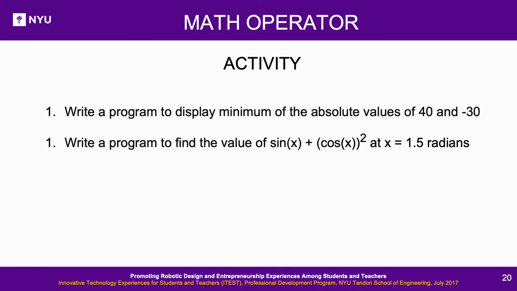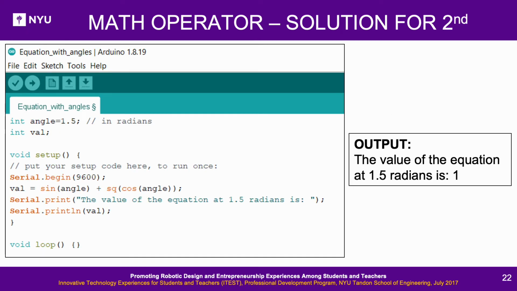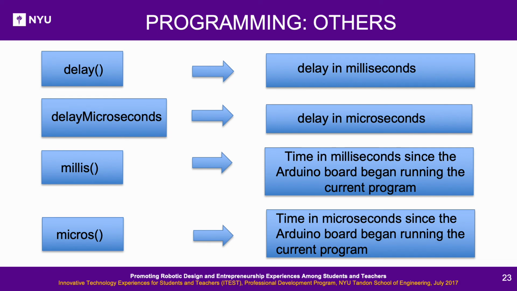Activity. Write a program to display minimum of the absolute values of 40 and minus 30. Write a program to find the value of sin of x plus cos of x square at x equals 1.5 radians. Solution. The code and the output for finding the absolute value is as follows. The answer is minus 40. Solution. The code and the output for the trigonometric equation is as follows. The answer is 1.